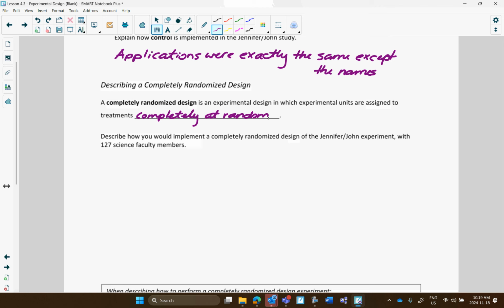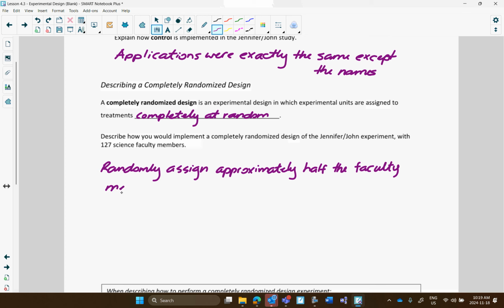So, well, the first thing that we would do is randomly assign approximately, because it's not going to be exactly the same, randomly assign approximately half of the faculty members to get the Jennifer resume, the other half to get the John resume.